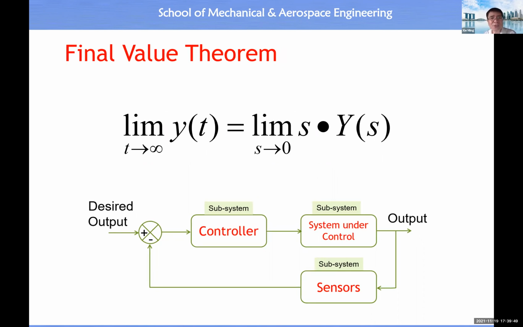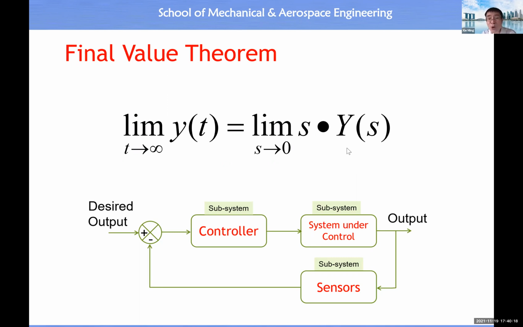And another useful result is the final value theorem. This is more useful in control theory because we may want to know the steady state response of the output, or the steady state response of the error. When you talk about steady state response, steady state means a final value, so you can put the sign of equal. The final value in control theory means steady state. That's it.